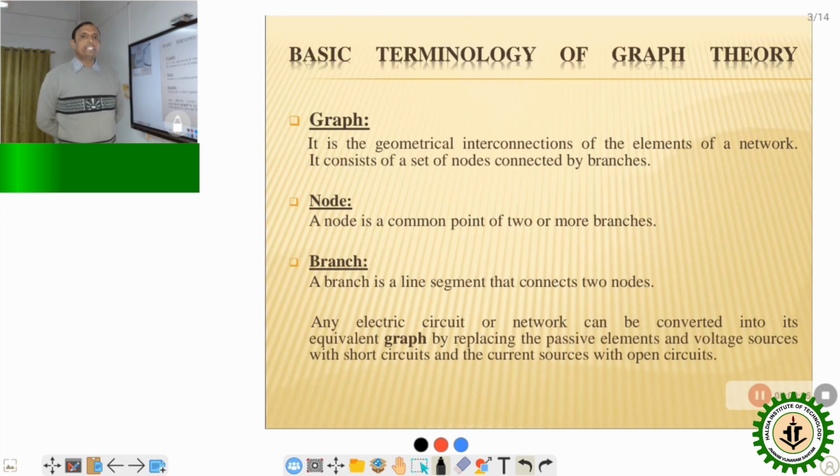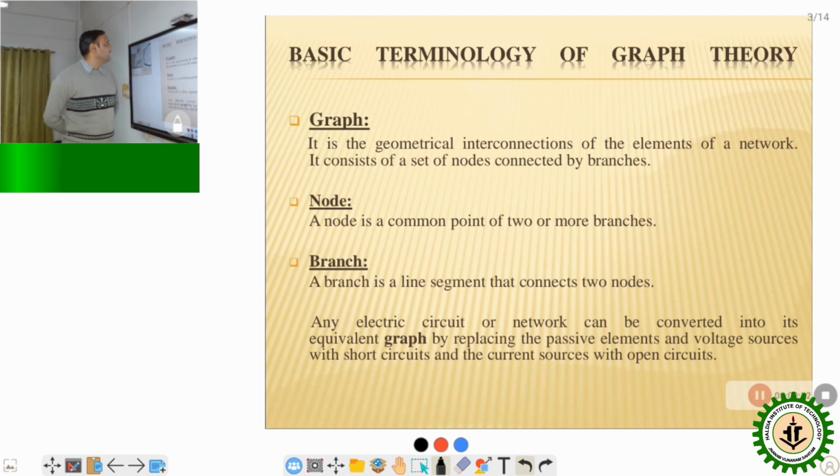Before going to the details, first we have to know what is graph theory. Graph theory is nothing but the discussion of a particular circuit and the circuit's elements and the detailed analysis in terms of graphical representation. So to know better about graph theory, we have to know some terminology. These are the graph, node, branch, etc.